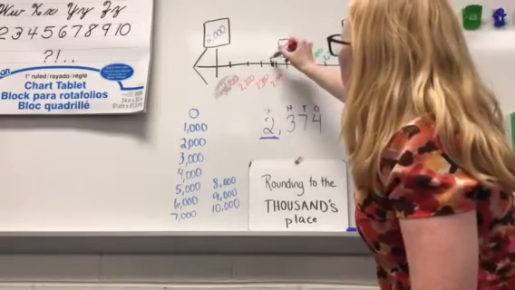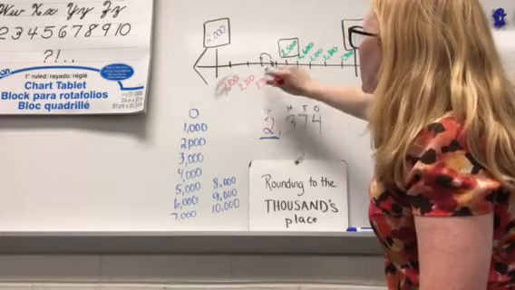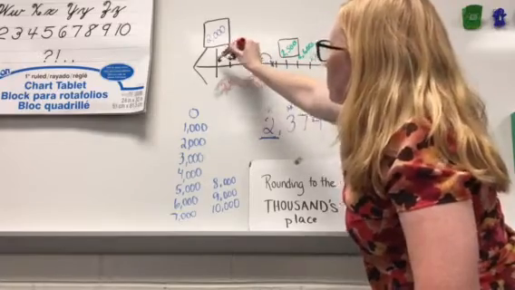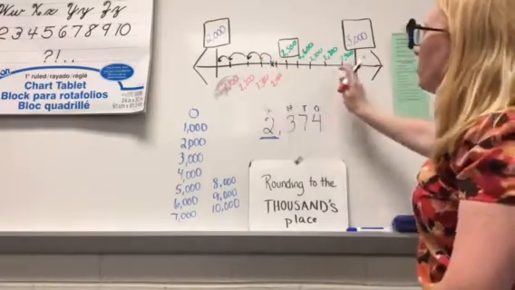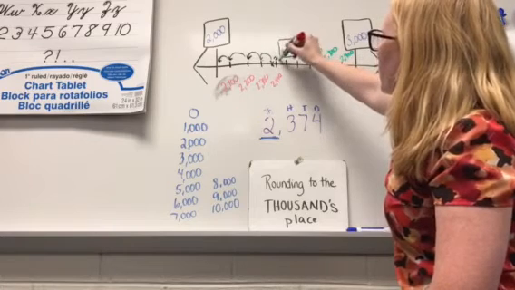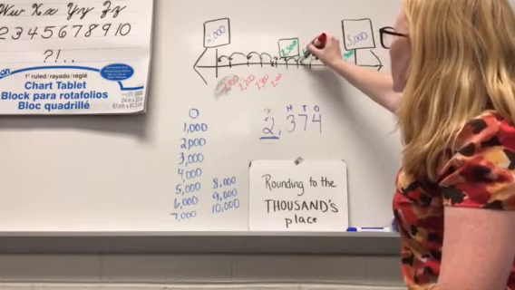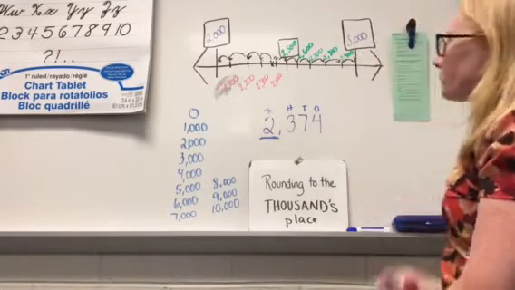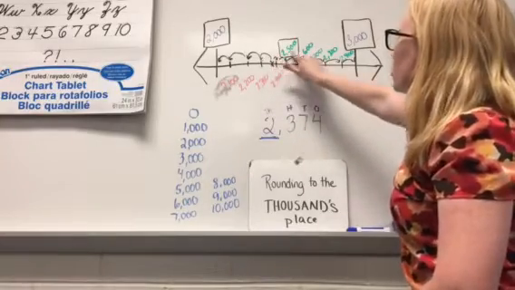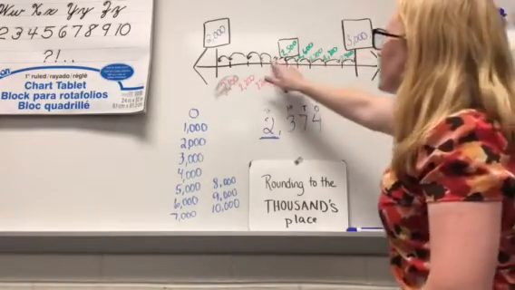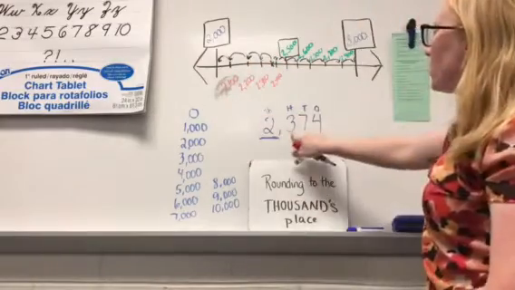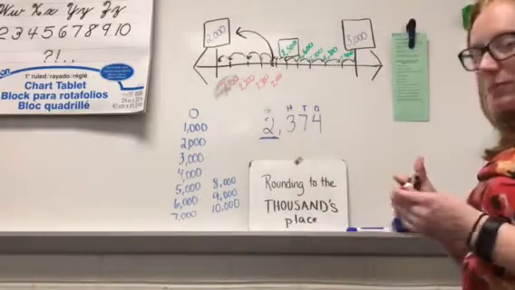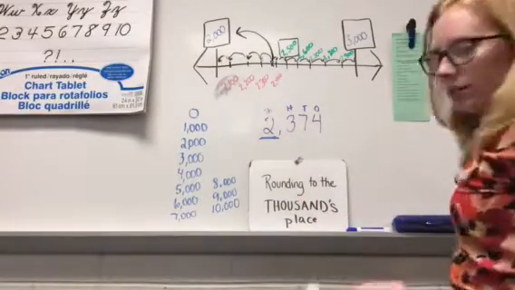So looking at how far it would take to get back, there's about 3/4 of a hop, 1 3/4 hop, 2 3/4 hop, 3 3/4 hop. But if I go the other way, 1/4 hop, 1 1/4 hop, 2 1/4 hop, 3 1/4 hop, 4 1/4 hop, 5 1/4 hop, 6 1/4 hop. It took me more jumps to go this way than it did to go this way. So 2,374 rounds to 2,000. Okay, we're going to try one more.